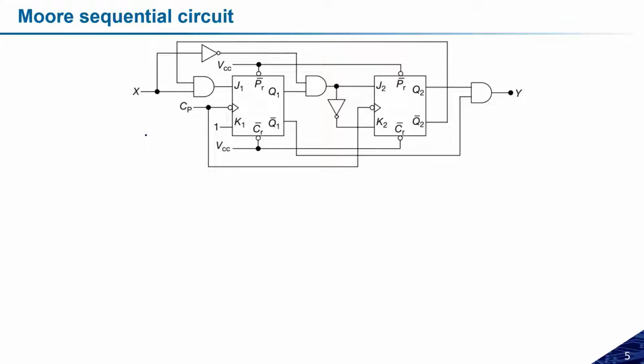So this is how the Moore sequential circuit will look. Now let us talk about if I have a Moore sequential circuit and if I want to design it, what kind of things we should understand or consider, especially while designing this. So let us try to consider those things while designing this one.